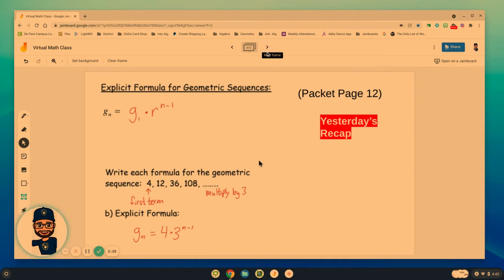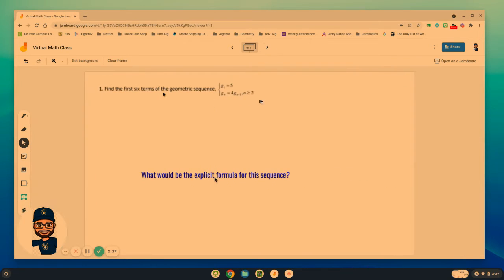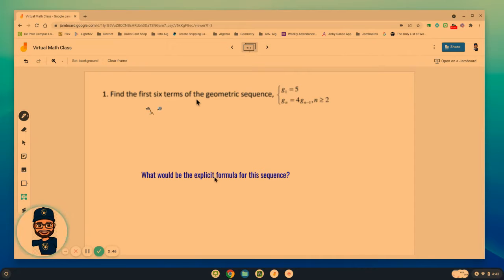Now let's put some of those into practice and just review. Find the first 6 terms of this geometric sequence. Why don't you pause the video here and see if you can find the first 6 terms. All right, g of 1, they already tell us the first term is 5. And then g of 2, this means we do 4 times the previous answer. So in this case, 4 times 5 is 20.